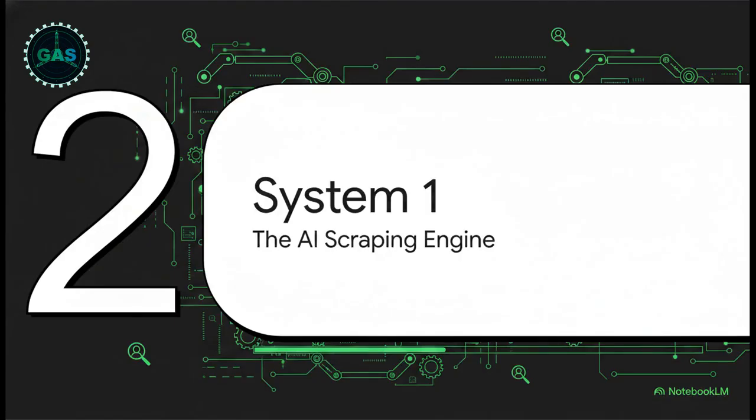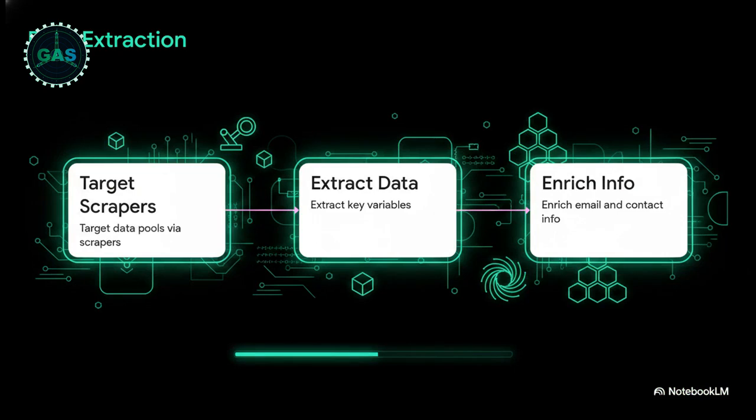Section 2, System 1, the AI Scraping Engine. Understanding this operational roadmap is honestly a game changer. Extracting raw data follows 3 really precise steps. Step 1, we deploy automated scrapers to target high-yield data pools. Step 2, we extract the key variables. We're talking names, companies, roles, the essentials. And finally, step 3, this raw data is routed straight into automated enrichment workflows. You are effectively grabbing unstructured, messy data from the market and forging it into a highly structured, valuable asset.